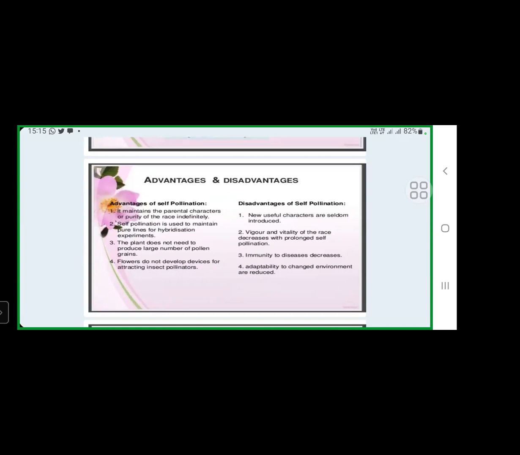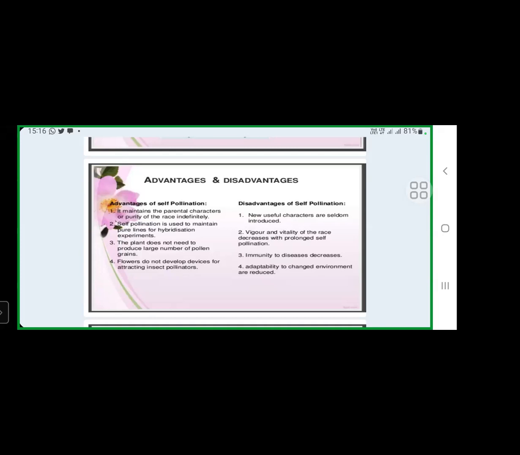Okay, so what are the advantages and disadvantages of self-pollination? The advantage of self-pollination is that it maintains the parental characters or purity of the race indefinitely. And what is the disadvantage? New useful characters are seldom introduced. And self-pollination is used to maintain pure lines for hybridization experiments. But as a disadvantage, the vigor and vitality of the race decreases with prolonged self-pollination.